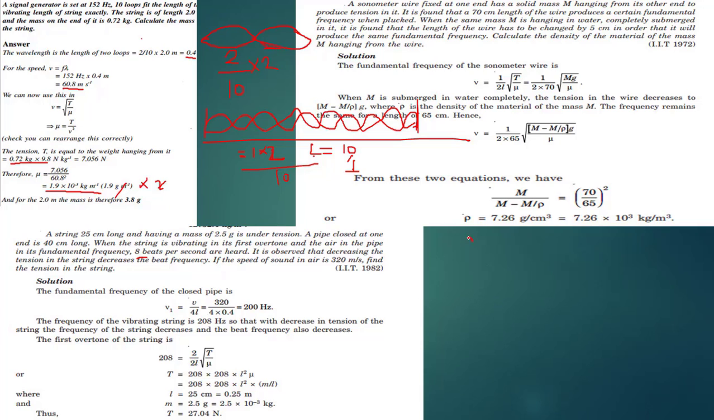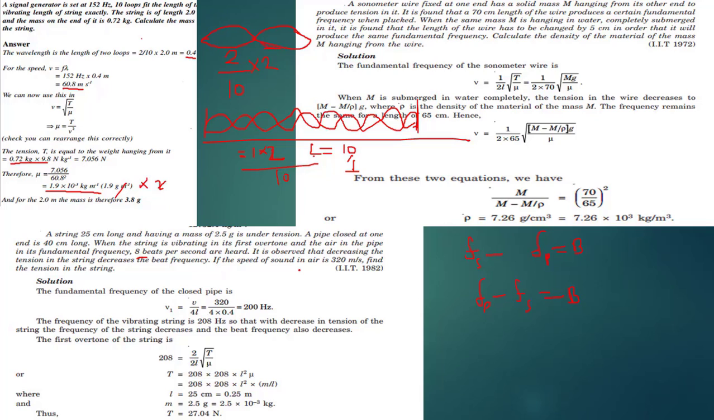For example, we could have frequency of string minus frequency of pipe equal to beat frequency, and we could have frequency of pipe minus frequency of string equal to beat. Which one could fit this condition we were given better? Okay, we are told that it is observed that decreasing the tension in the string decreases the beat frequency.